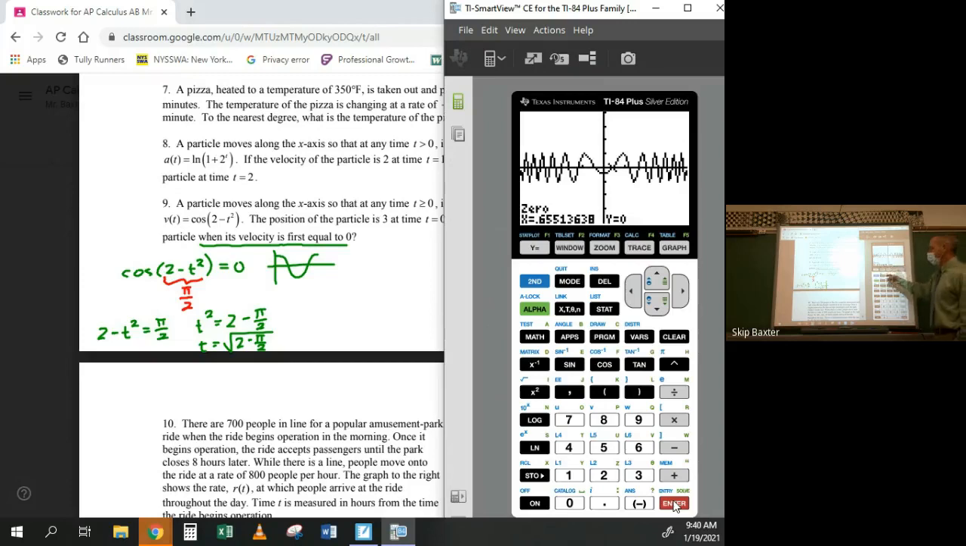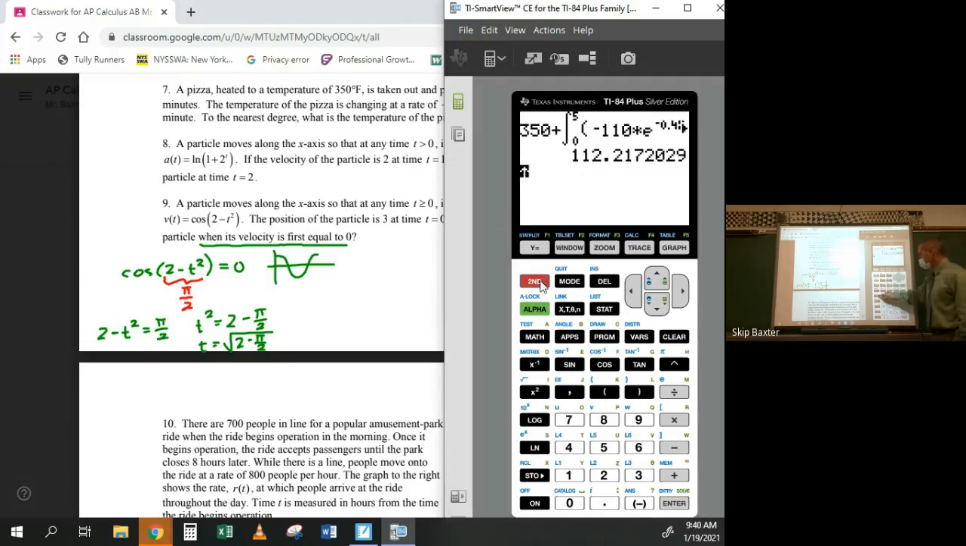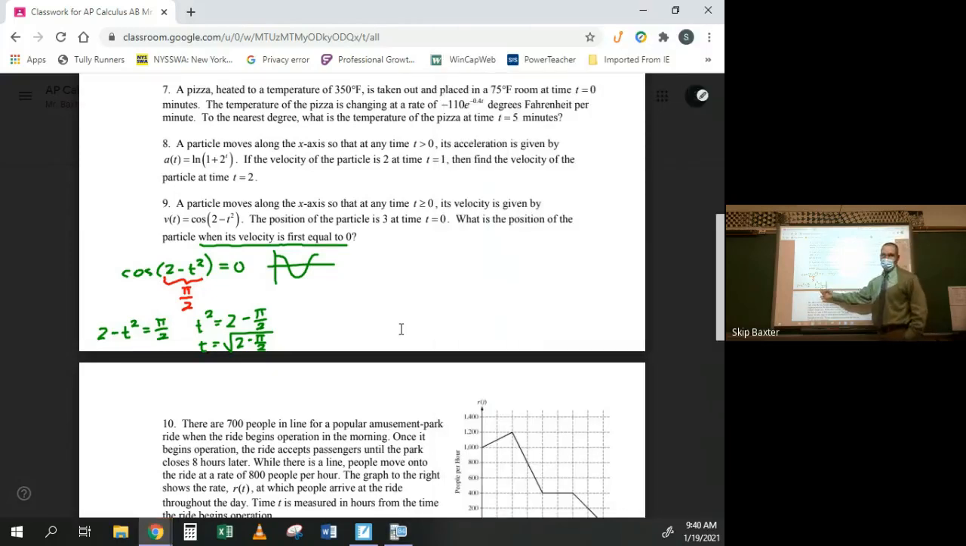So 0.655. If I take the square root of 2 minus pi over 2, oh, it's the same. So I did it analytically, I did it using my calculator, and I got the same answer. That's a good thing. So it's 0.655, or I could use this as my limit of integration, either one. Okay, so now back to the problem.